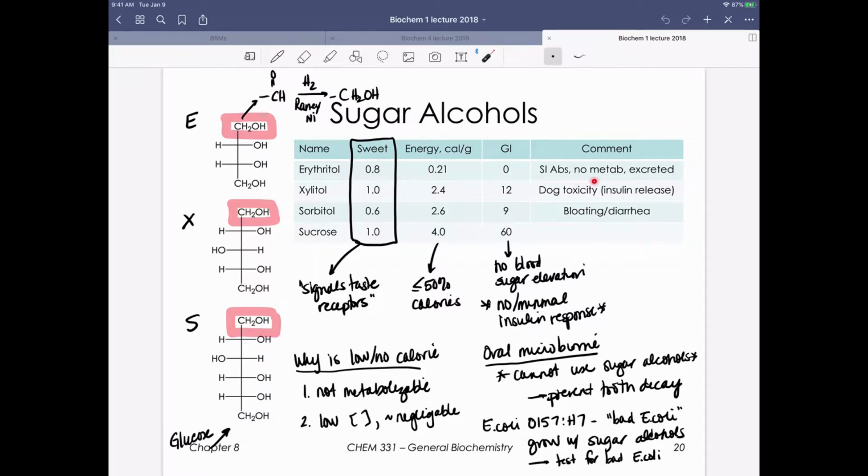And part of this reason is because it has minimal absorption in the small intestine. Even if it's not absorbed, it's not really metabolized. Most of it is actually excreted.